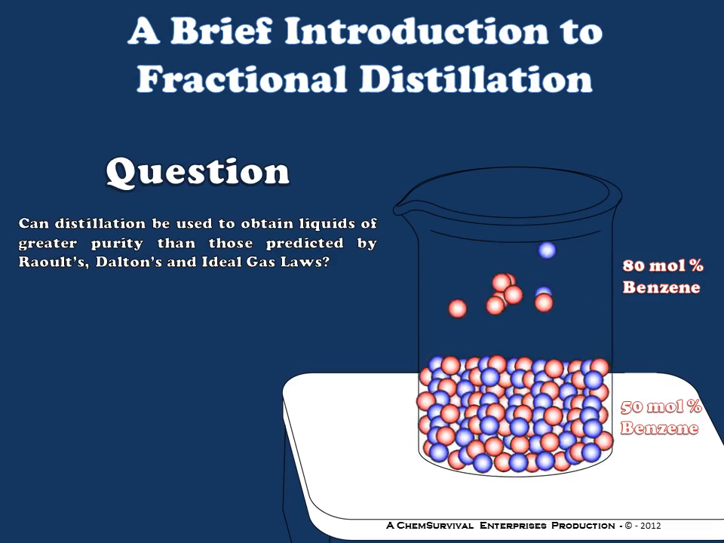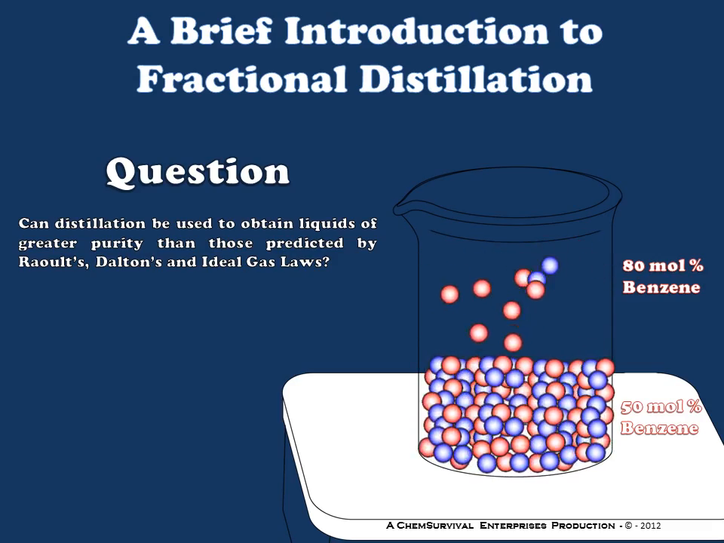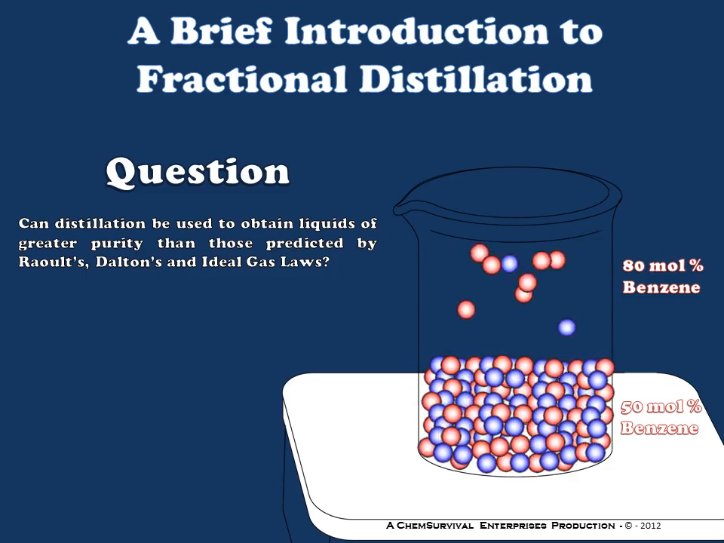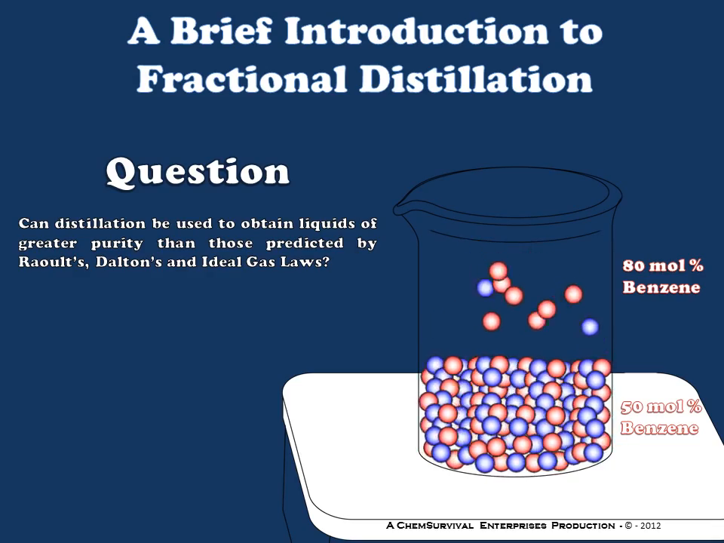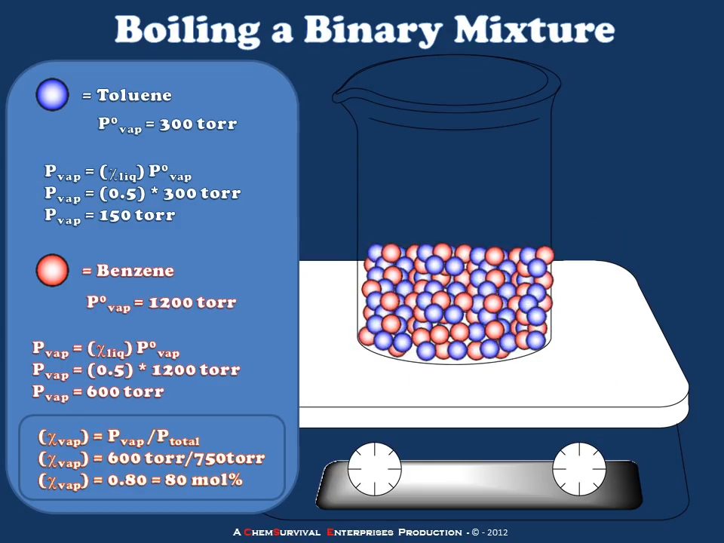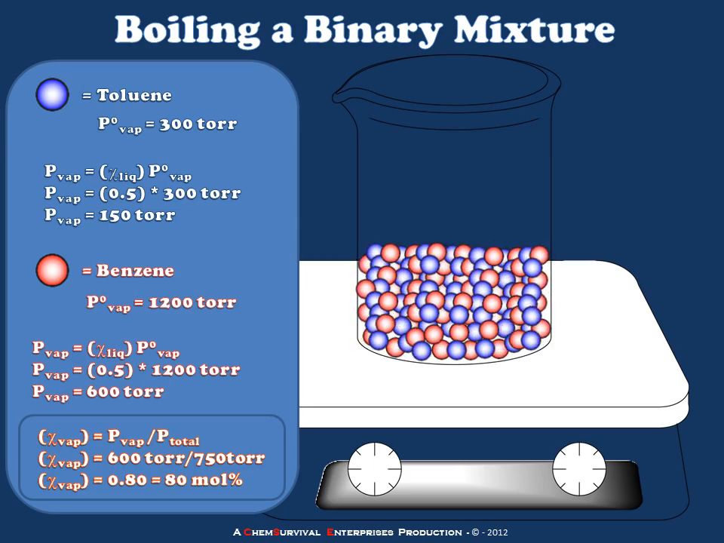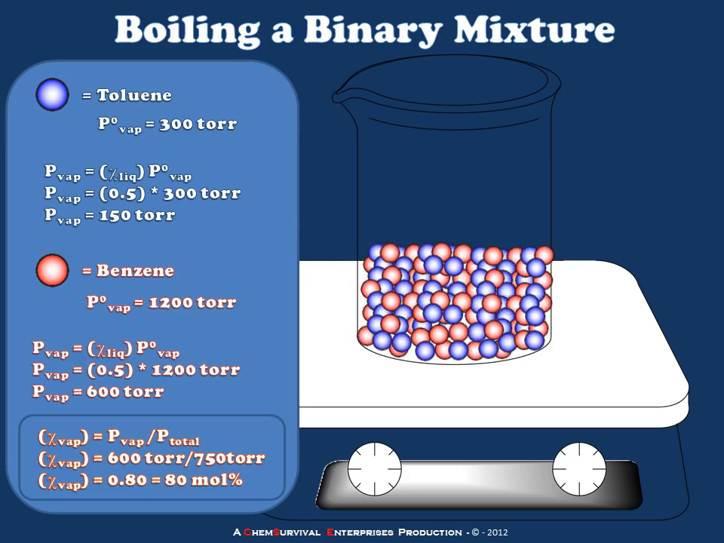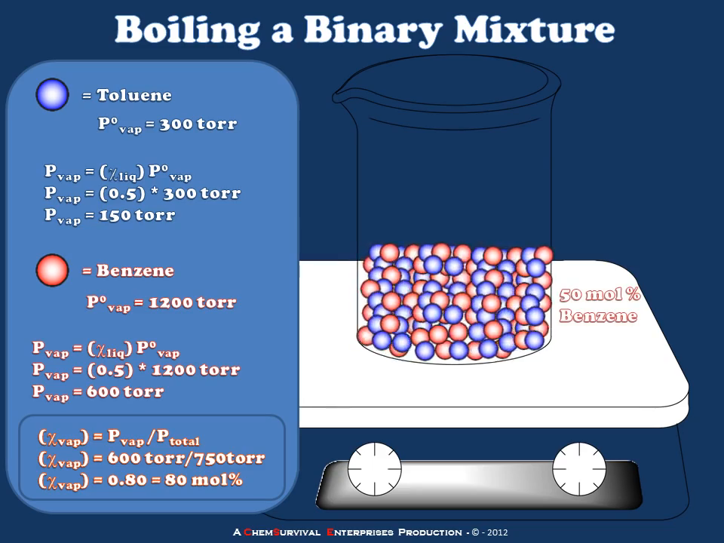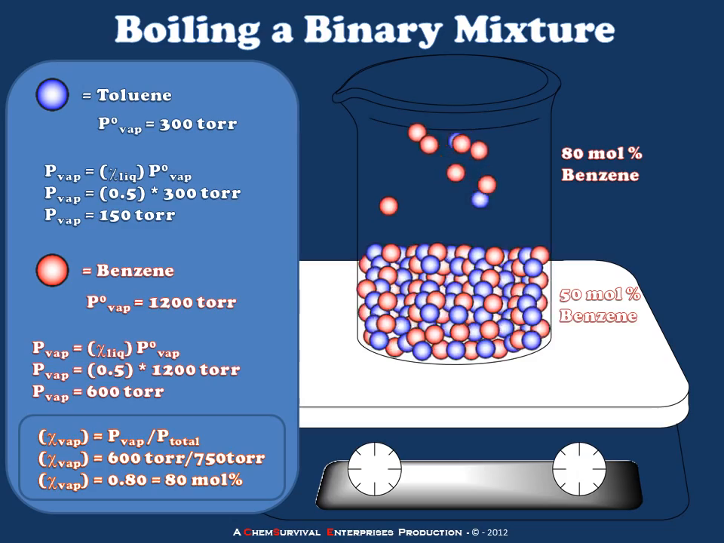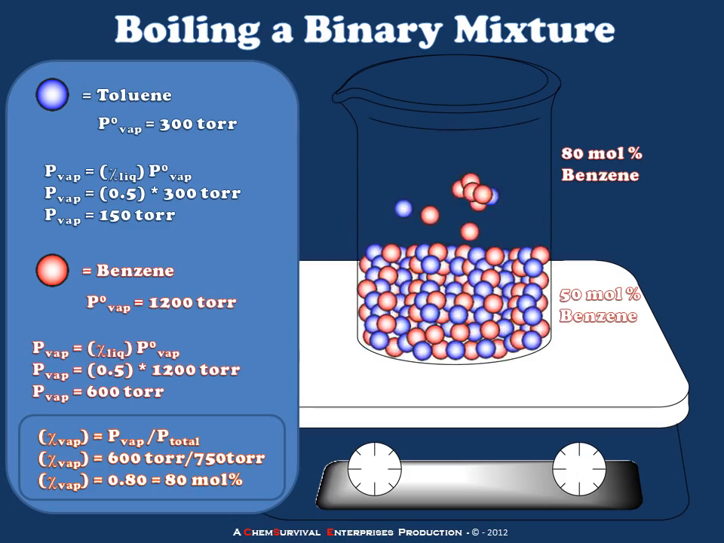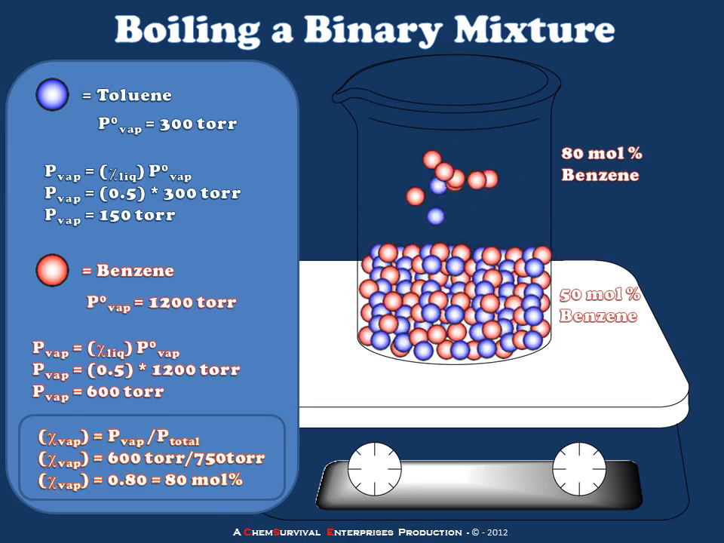In other words, can we somehow, instead of achieving our 80 mole percent benzene purification as we did in our previous example, achieve a higher purity of benzene in a distillate? Now you'll recall from our previous discussion that if we have a 50-50 mixture by mole of toluene and benzene, and we boil that mixture on a hot plate, we expect the vapor above that boiling mixture to have a composition of 80 mole percent. This is based upon our calculations using Raoult's, Dalton's, and ideal gas laws.